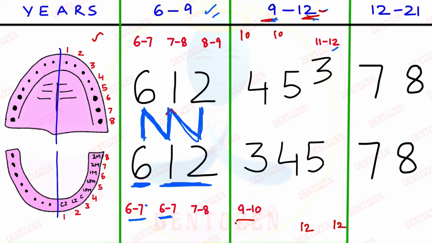Then next to them we can put 10 to 11 and 10 to 12 for maxillary, and for mandibular we can put 10 to 12 and 11 to 12. So that is how you can remember that. So we can write it like this. For the premolars, 10 10 for maxillary, 10 11 10 12, mandibular 12 12, that is 10 12 and 11 12. So that is how you can remember the timing of eruption for canines and premolars.